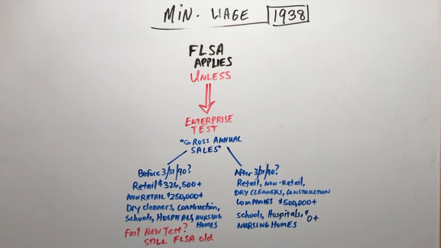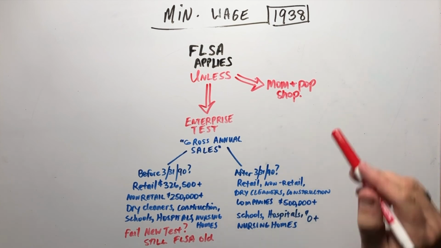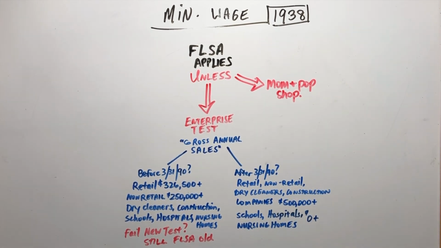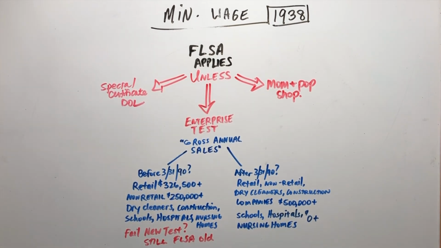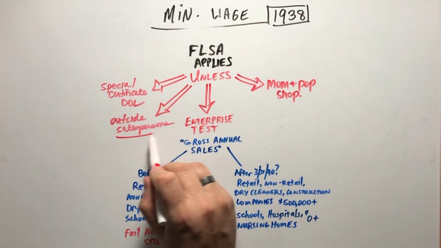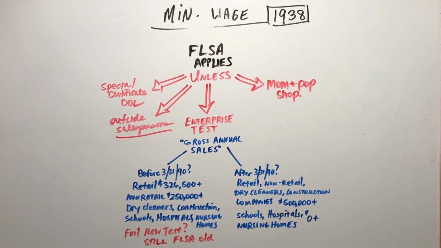In addition, if you are a mom and pop shop, you do not necessarily have to follow the Fair Labor Standards Act. A mom and pop shop is a family-owned enterprise that only employs family members. You can also get a special certificate from the Department of Labor that can allow you to be exempt from the Fair Labor Standards Act. And outside salespersons are also exempt from the Fair Labor Standards Act.